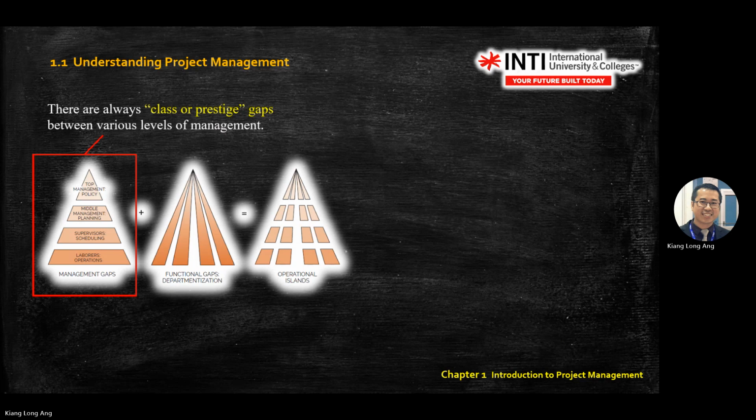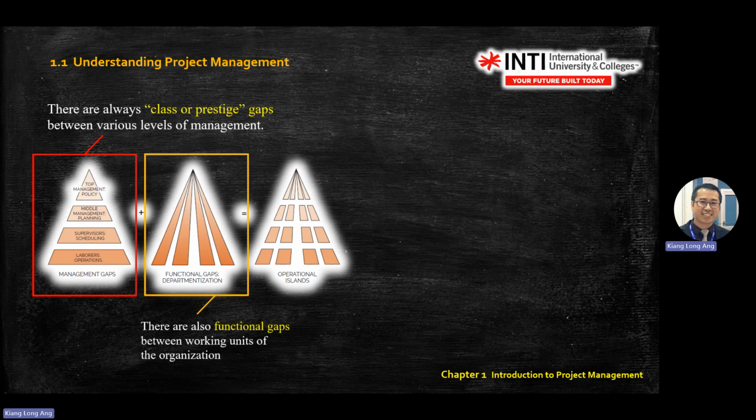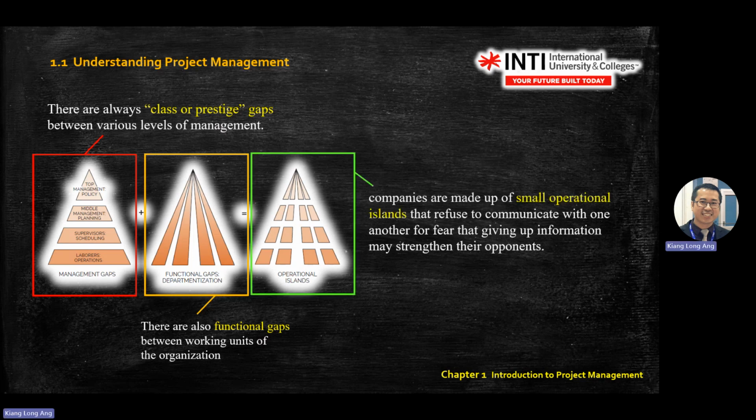Okay. So the rest you read, the rest I already elaborated. This one is the class or prestige gap. It means this is your level, this is my level, you do your job like that. Functional group is more on the working units. They talk to their own department only.